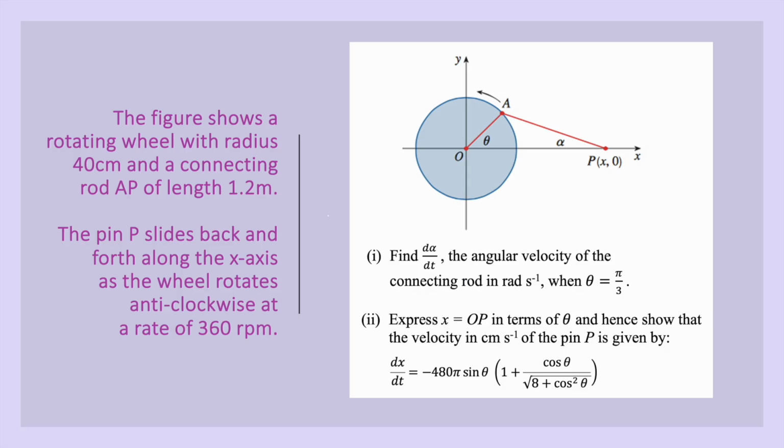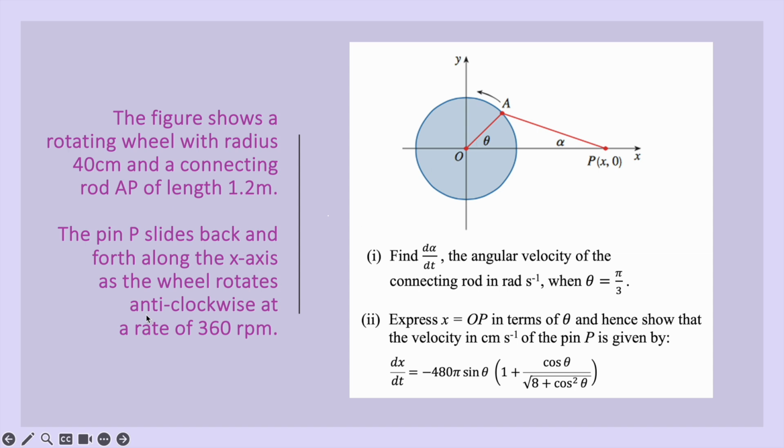This video today is a related rates problem. It involves a spinning circle or a point moving around a circle, and then this point here moves inwards and outwards as the point A moves. So the first question asks us to find the angular velocity, d alpha dt, which is the rate that this angle alpha is changing. In the question we're given d theta dt.